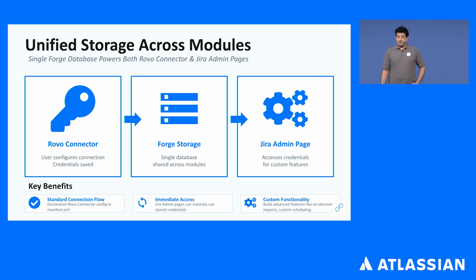I would like to touch upon the unified storage from Forge applications. We are defining the connectors in Forge apps. So when the connection is made, the information that we get from the form can be, and most likely will be, stored in secure Forge storage. And since we are using different modules in a single app, this information is available for all the other modules. And for companies like us, which use Jira admin pages to further customize the connectors, it becomes very handy, and this information will be available across the board for us.